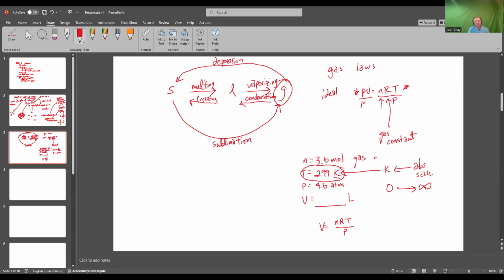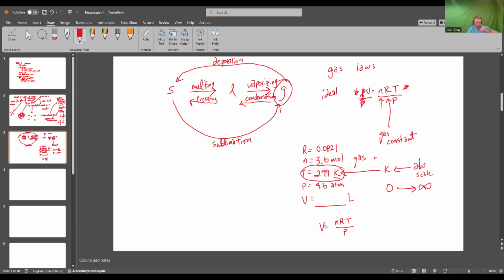When we divide the left side by P, pressure gets canceled out because it's on the numerator and the denominator. On the right-hand side, well, we've got number of moles times our R value times T divided by P. Is R something that we need to have? It is. I will provide you with that.